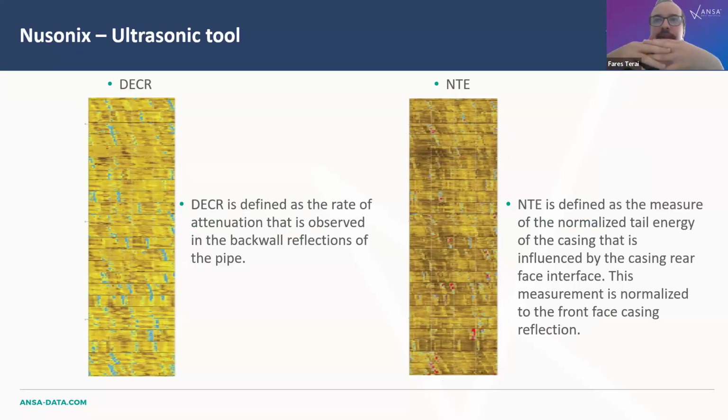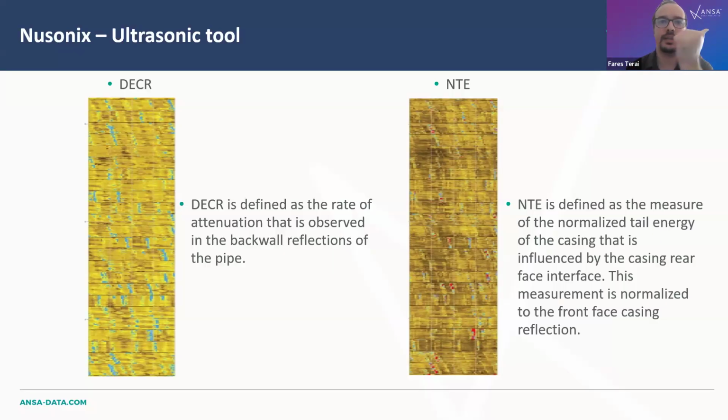It is defined as the measure of the normalized tail energy of the casing that's influenced by the casing rear face interface. This measurement is then normalized to the front face casing, so you have kind of a ratio.